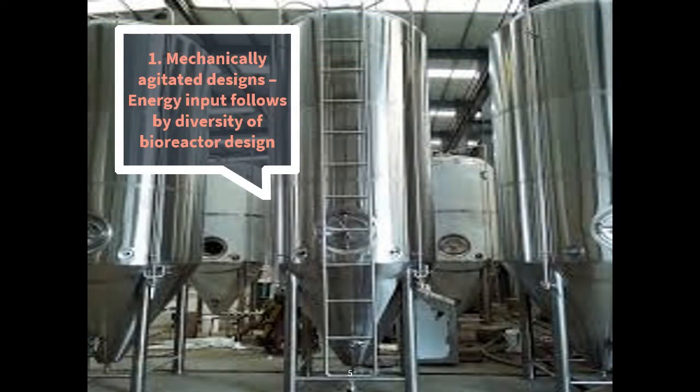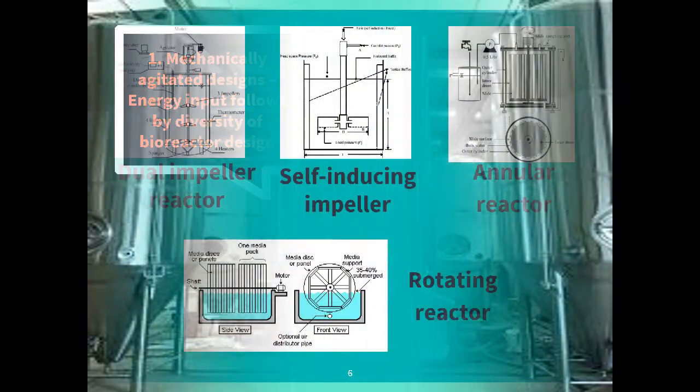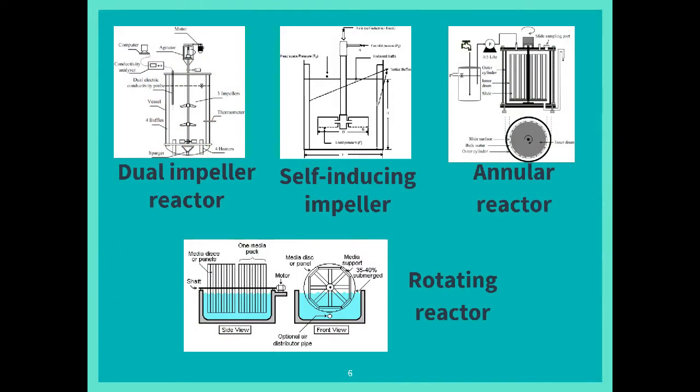The first type is the mechanically agitated design, where the energy input follows biodiversity of bioreactor design. So there are a few examples. First one is the dual impeller reactor, the second one is the self-inducing impeller, annular reactor, and lastly the rotating reactor.